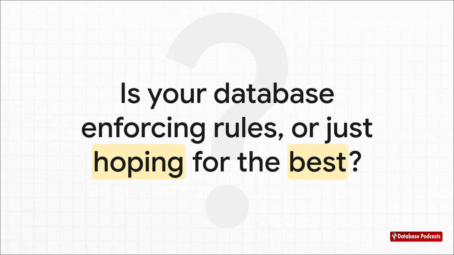When you look at your systems, is your database actively enforcing these rules with things like constraints, triggers, and well-designed relationships? Or is it just kind of hoping for the best, relying on the application code to get everything right? The answer to that question can make all the difference between having reliable, trustworthy data and a total mess.